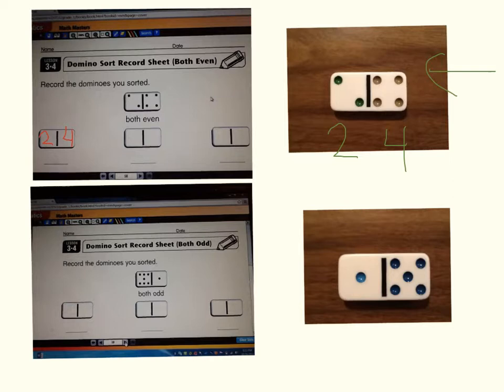Now let's look at the next recording sheet. If we look at this domino, we know that it has 1 dot on one side and 5 dots on the other side. When we go to our both odd recording sheet, we are going to go to the first domino and write that we have a domino that has 1 dot on one side and 5 dots on the other side. And you would just record it with numbers just like I did on the recording sheet.